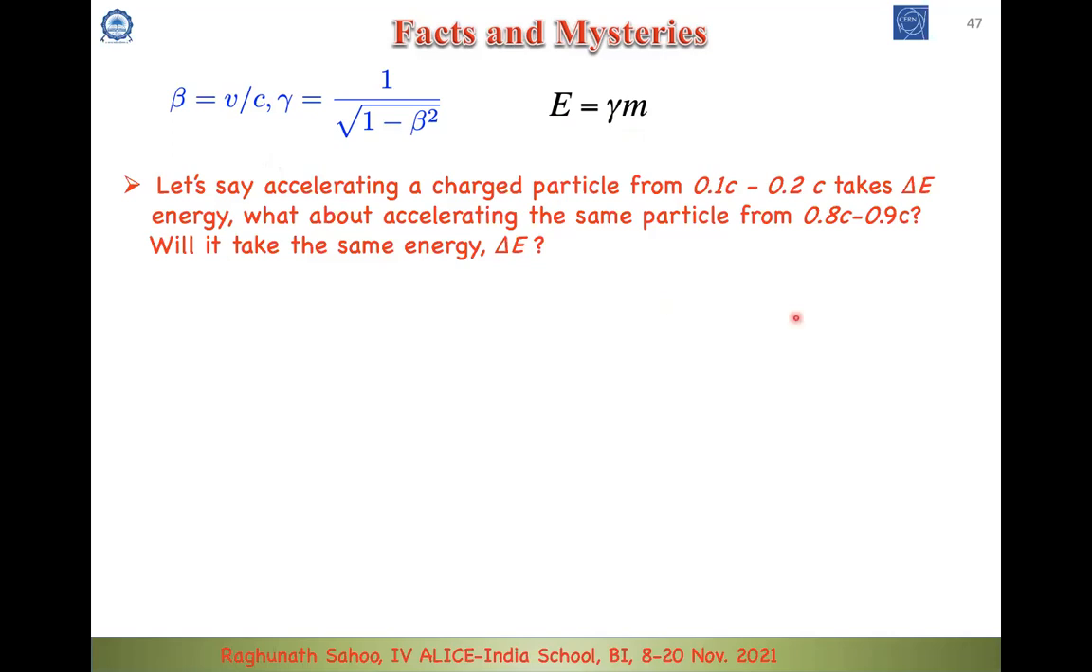Let's say this takes delta E amount of energy for you. And what about accelerating the same particle by the same 10% difference, but at the higher end, for example, 80% of c to 90% of c? Will it take the same energy delta E? What is the answer? Because the velocity is changing by 10%. This is the higher level.